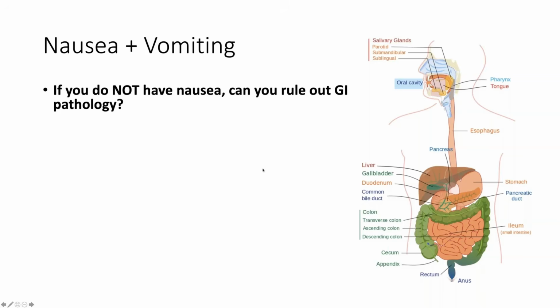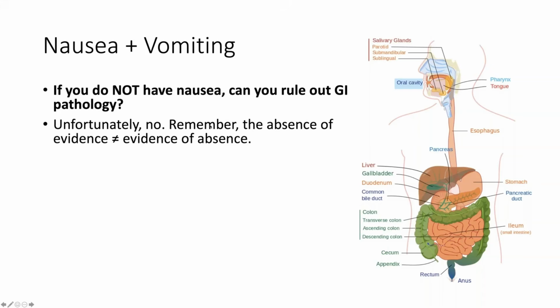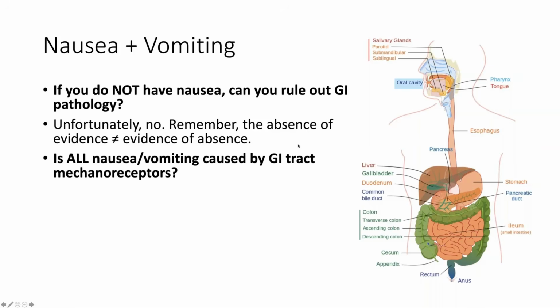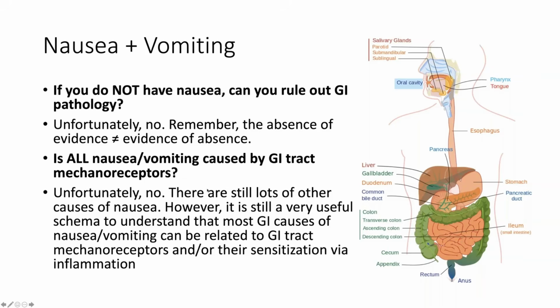So, Sujith, if you do not have nausea, can you say this is definitely not? No, unfortunately. It'd be so nice if there was something that sensitive, but no. The absence of evidence does not mean the evidence of absence. So, is all nausea and vomiting caused by GI tract mechanoreceptors? Can you tie every cause to this mechanism? No, unfortunately. That'd be super nice, but no, you can't.